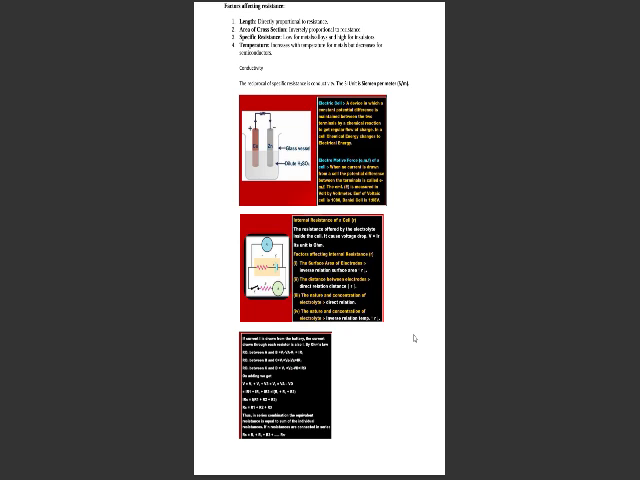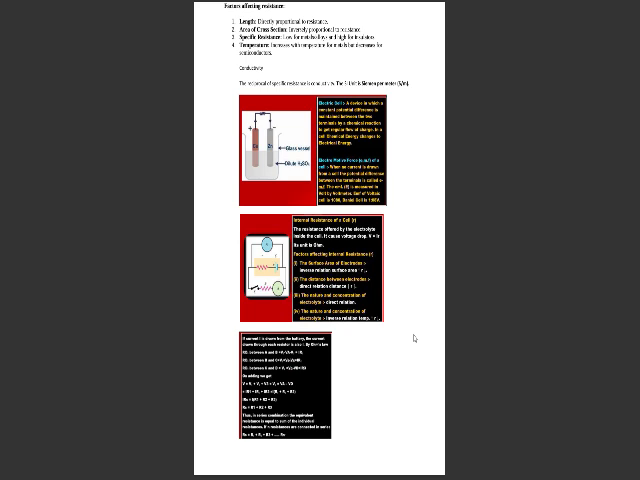Next, current. It is the rate of flow of charge. I = Q/T. It is measured by an ammeter connected in series. The SI unit of current is ampere. 1 ampere of current is equal to 1 coulomb of charge passed through a conductor in a time period of 1 second. Okay.